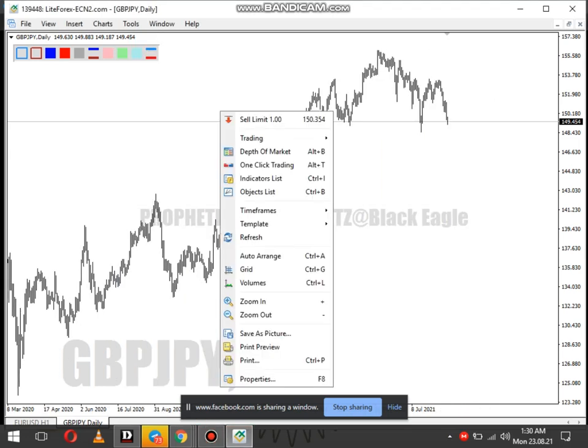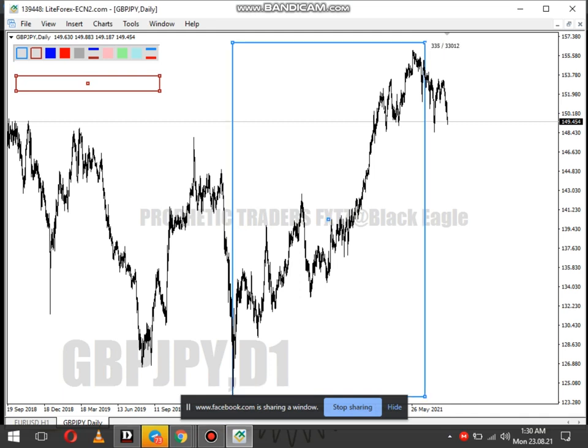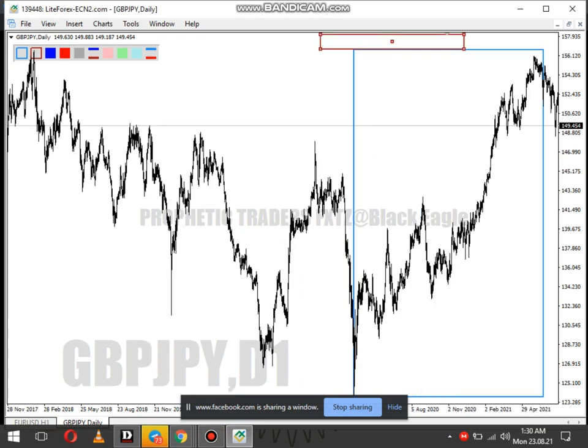GBP/JPY. We know GBP/JPY. Looking at this one, let's go direct to market structure. I think we are about market structure. I want to try to show you some important things. Yeah, this is the rally phase. I think my students, my mentees, they know it.